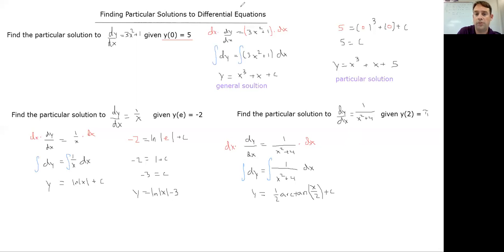Now we're going to figure out our particular solution. So we're going to plug pi in for y. Pi equals 1/2 arctangent, and we have what? 2 in the numerator? Okay. Over 2 plus c. So pi equals 1/2 arctangent of 1.